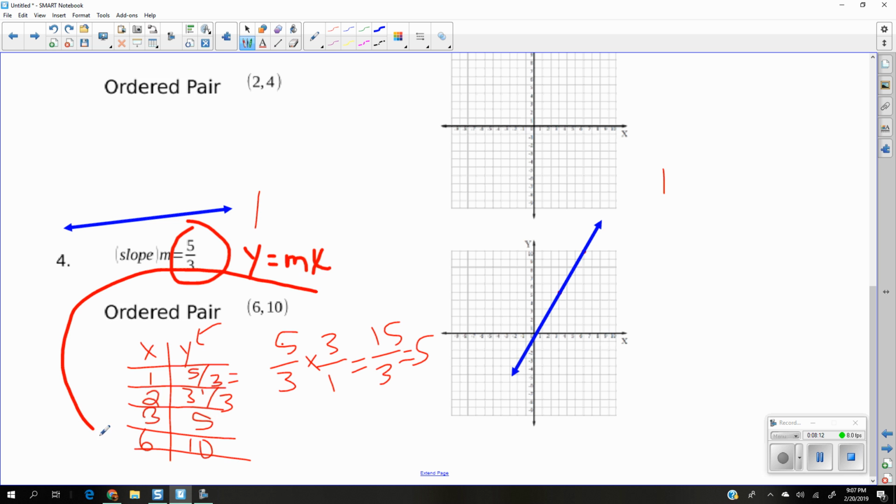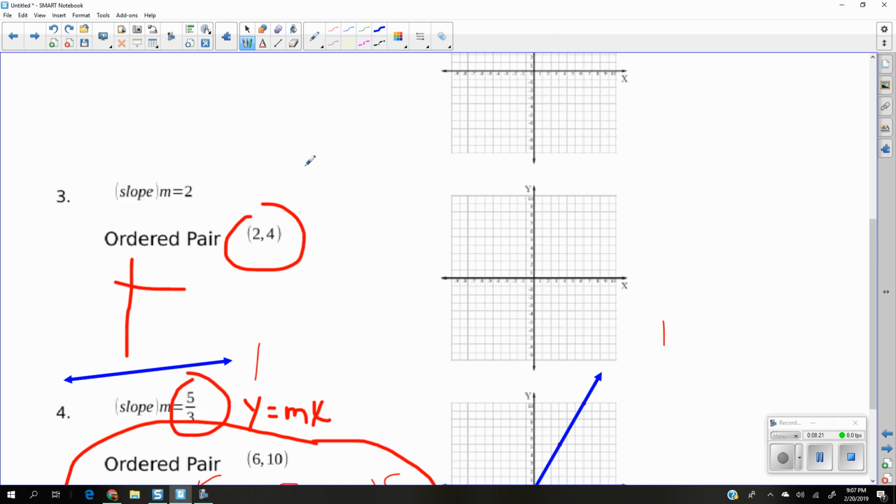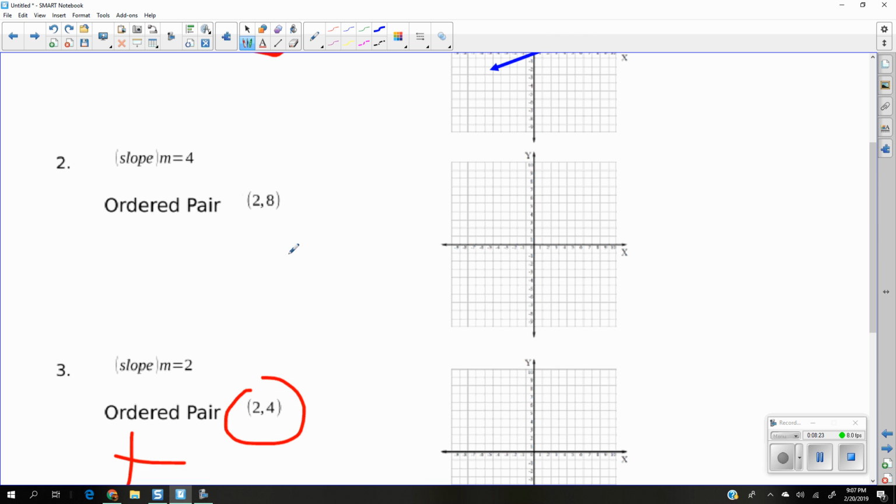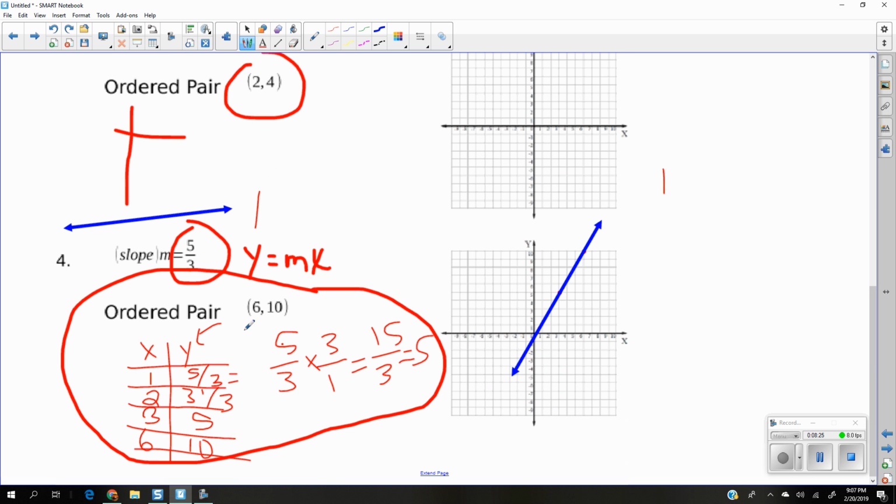try to figure out if there's only one point on the line. Make yourself a table. This one you're not going to because that's kind of small. But make yourself a table like this with X and Y. And always make sure you find the 1. And then make at least one more point.